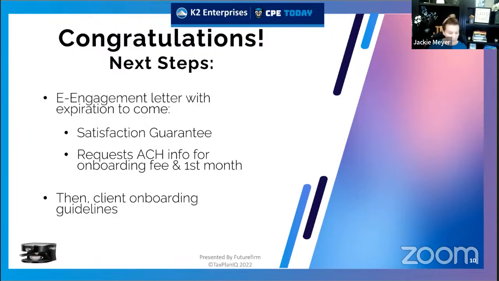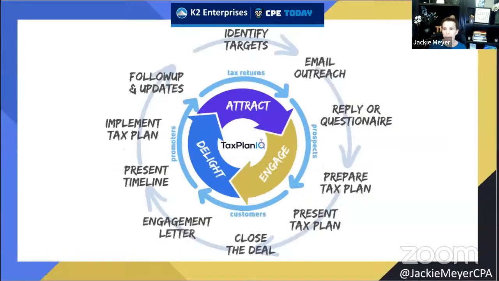And if you want to give a satisfaction guarantee, then that's great. And you can request that ACH info and first month onboarding fee. And then we teach in the Certified Concierge program onboarding guidelines. So it pulls together all these expectations and boundaries that you might have for your clients. And so we would schedule that onboarding session with them to go through those details and then go through their final tax plan. And that is our full cycle of the tax advisory service engagement using the ROI method.